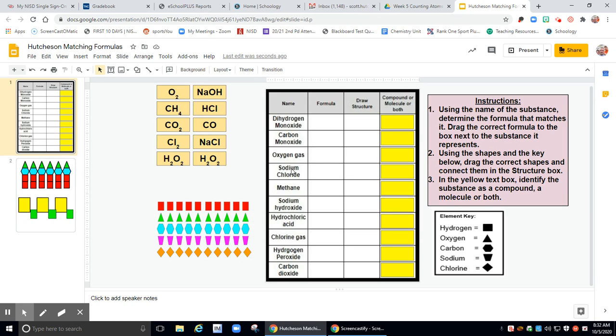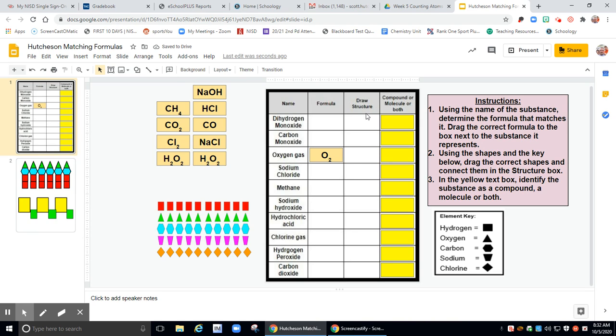So you're going to have to use some context clues and a periodic table to figure out which ones are which. Okay, so for example, we'll do an easy one, oxygen gas. There's only one thing up here that could be oxygen gas. So I would click and drag the formula for oxygen and put it in that box like that.